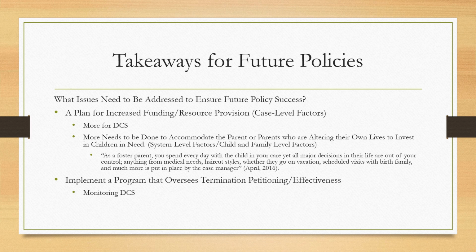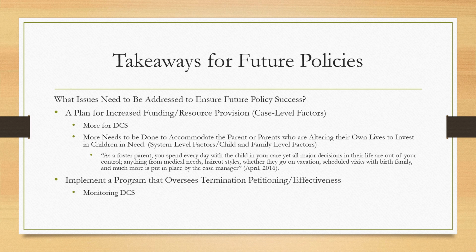Next is to implement a program that oversees termination, petitioning, and effectiveness. What really needs to be done is there needs to be a program that oversees the effectiveness of the termination petitioning plan. A lot goes into child permanency, and it's hard without a specific program to measure effectiveness, to see how effective this idea of increased accessibility to termination is as a key factor in more adoption and positive progressions in this child permanency issue. So we need to have a program that oversees how effective this specific plan is.